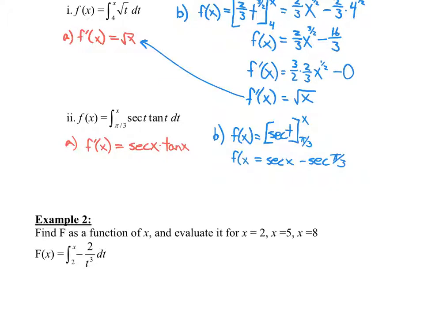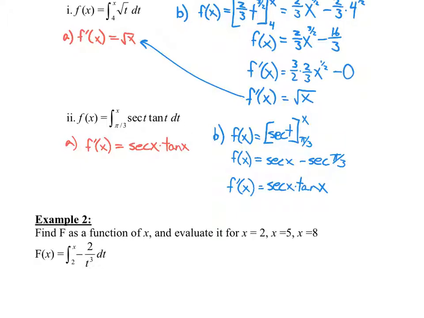That's f of x. So when I go to take the derivative of that, what's the derivative of secant? Tangent times secant, or secant times tangent. What's the derivative of secant of pi over 3? What is secant of pi over 3? It's 1 over cosine of pi over 3.